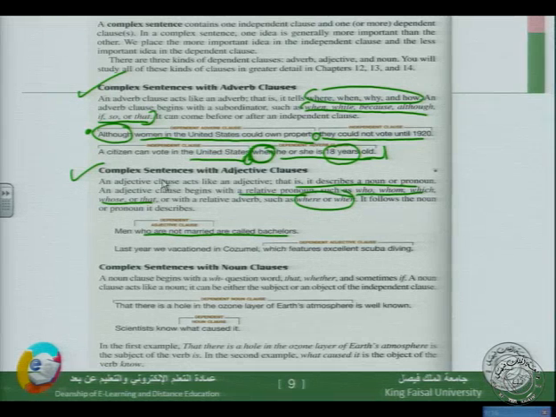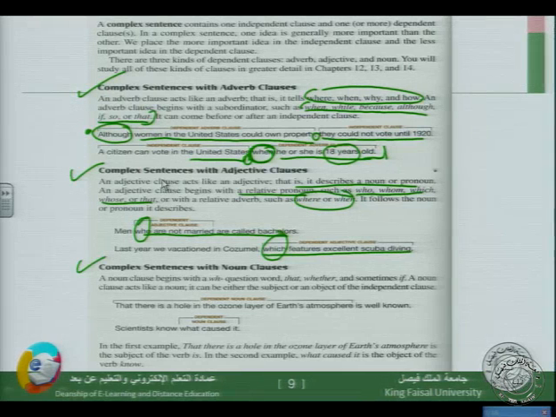Last year we vacationed in Cozumel, which features excellent scuba diving. برضو هذه dependent adjective clause. Start with which here, وهنا start with who. Okay, هذا بنسميه dependent adjective clause. Start with which أو who.